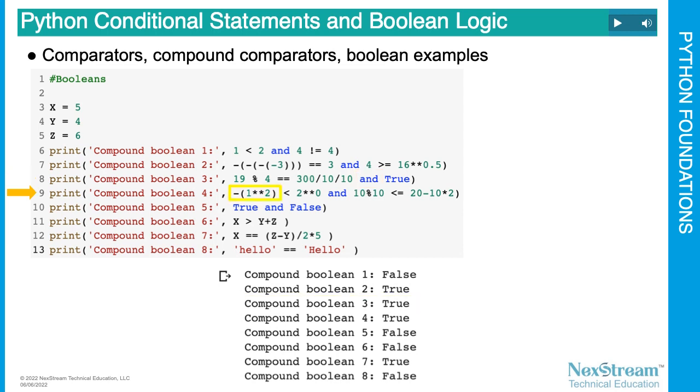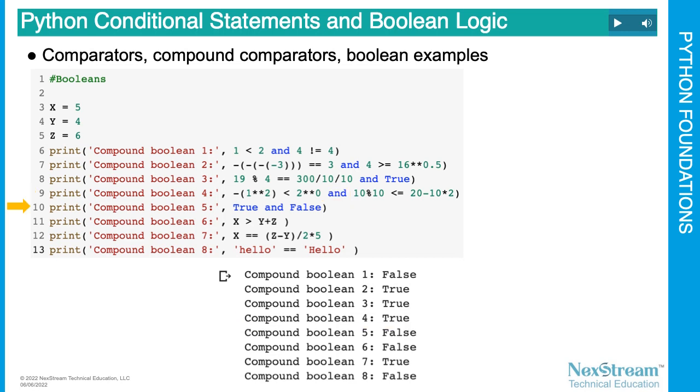In the fourth example, we take 1 raised to the power 2, then take the negative of that, which is negative 1, then compare it to 2 raised to the power 0, which is 1, and since negative 1 is less than 1, this term evaluates to true. The second term checks if 10 mod 10, which is 0, is less than or equal to 20 minus 20, which is 0, so that would also be true. Then when we take true and true, we get true.